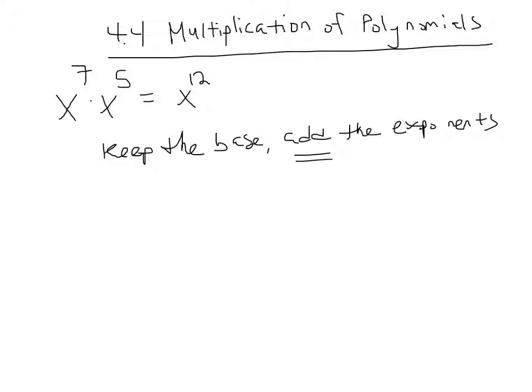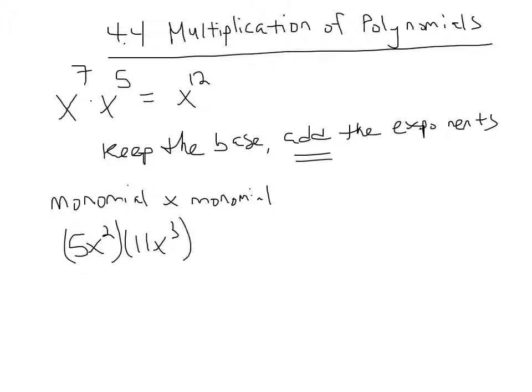All right, the first thing we should talk about is a monomial times another monomial. For example, 5x squared times 11x cubed. To do a problem like this, you multiply the coefficients. So for example, 5 times 11 is 55.